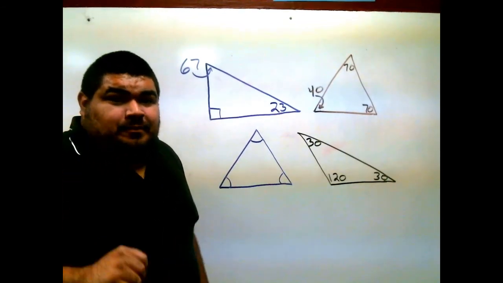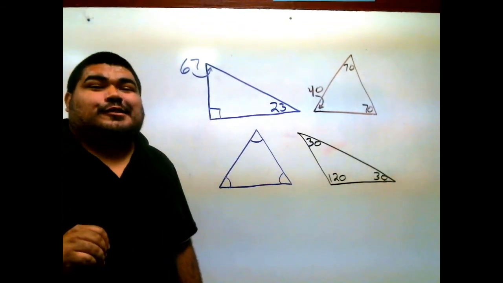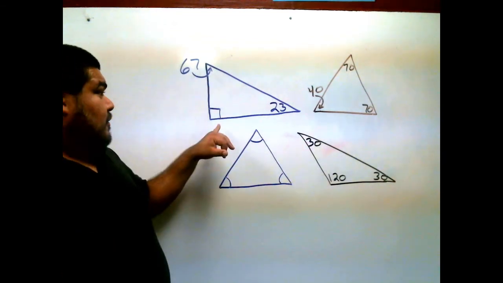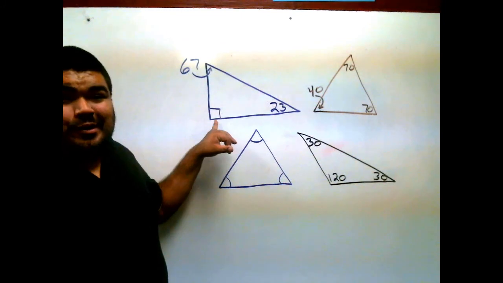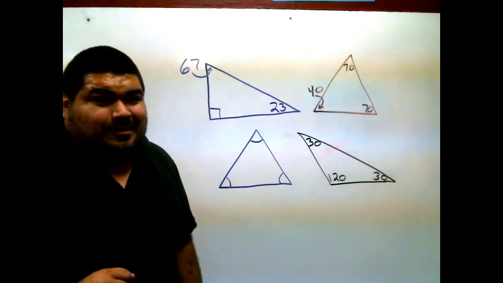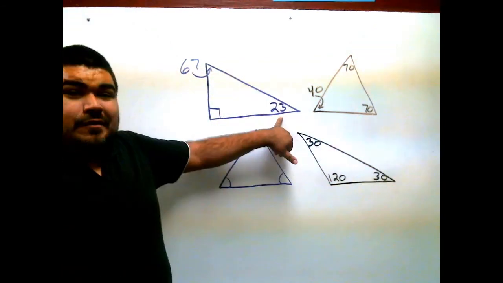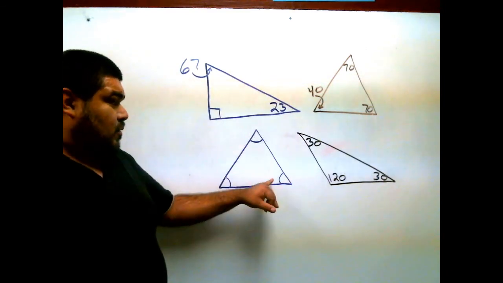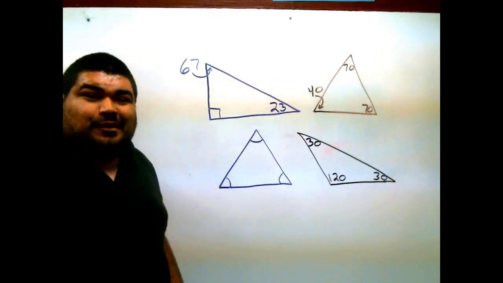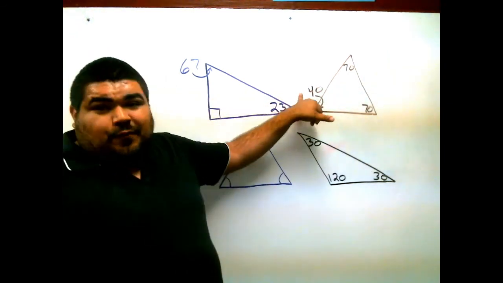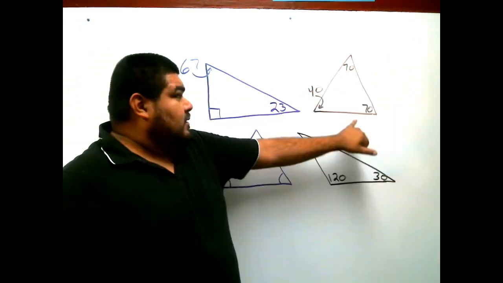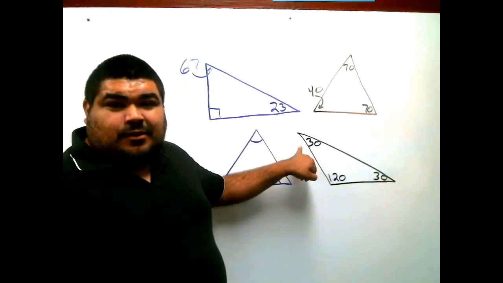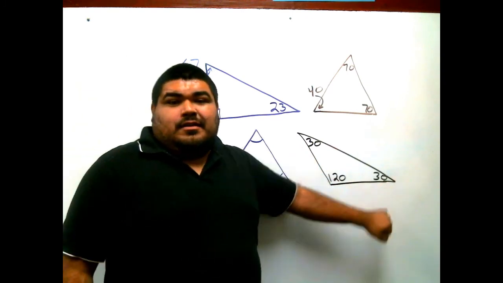Notice I have four triangles. Again, hint, hint. There's one for each, okay? So you have one that has a 67 and a little square. If you guys remember what the little square equals. Hint, hint. It was in your notes. And then we have a 23. So tell me what kind of triangle that is. Then we have a triangle with all the sides the same. Okay. We have one with the 40, a 70, and a 70. And then the final one is 30, 120, and 30.